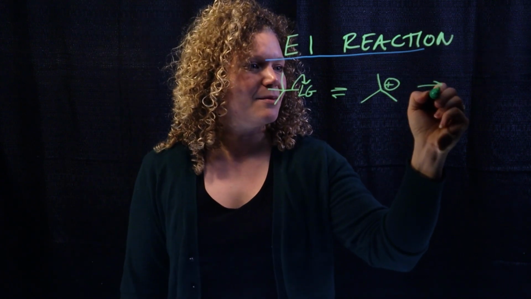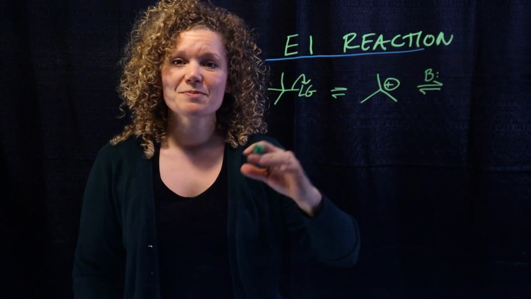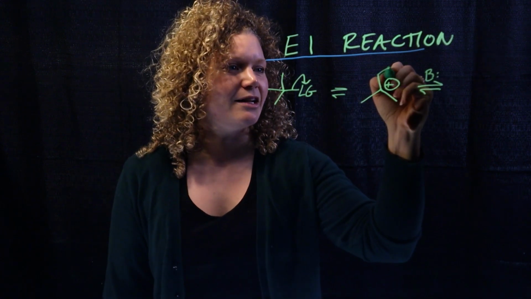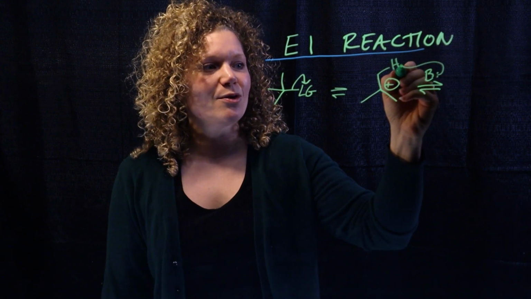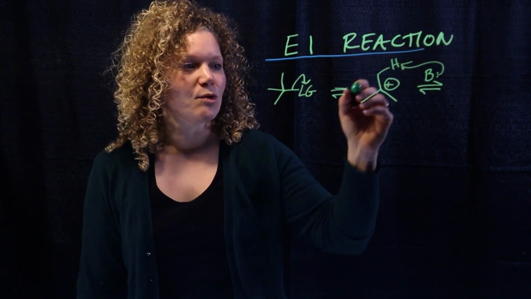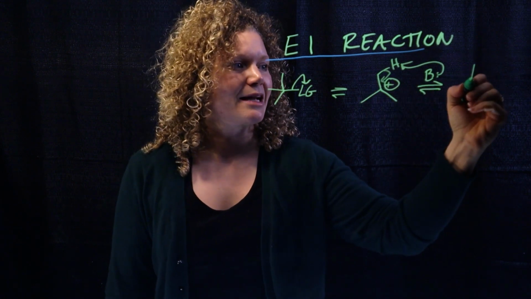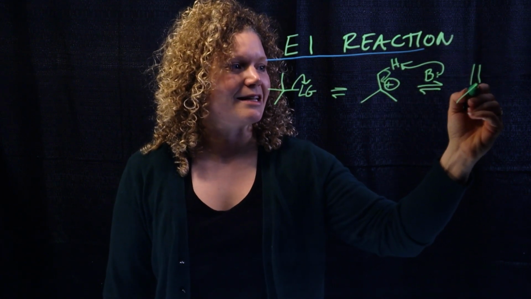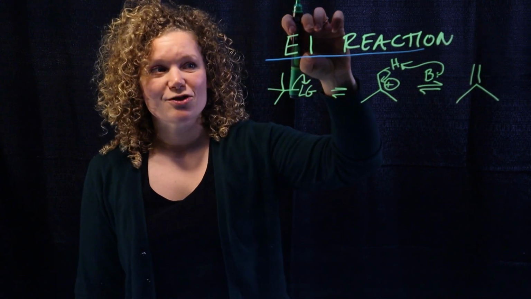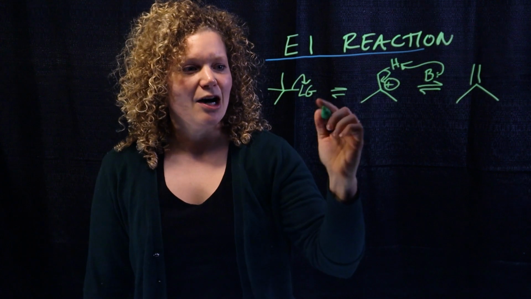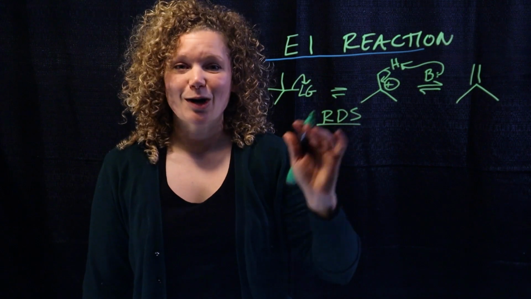Then we're going to have some base. Many times it's our leaving group, sometimes it's something else in the reaction, and we'll go over a specific example. It's going to deprotonate right beside the carbocation, and these electrons are going to fall down to make our desired alkene. The way you want to think about this is E1 elimination, and it's unimolecular, okay? Our rate determining step is here, forming this carbocation.